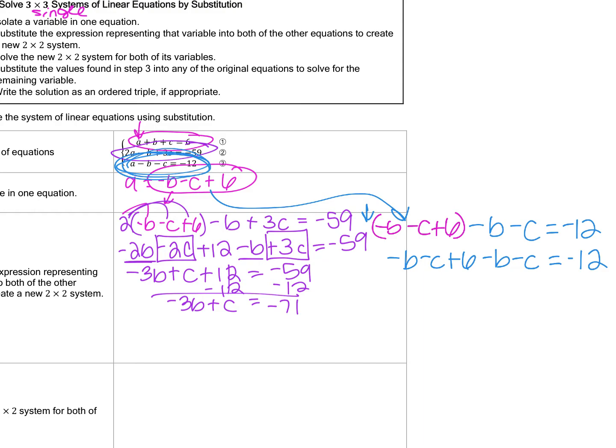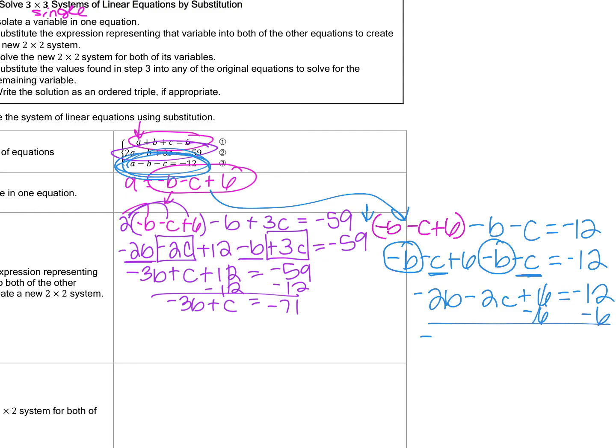Now I'm going to combine my like terms. I'm going to combine the negative 1b's, and I'm going to combine the negative c's. So that's going to be negative 2b minus 2c plus 6 equals negative 12. Same thing as the last one: I want b and c on one side and the constant on the other. So I'm going to subtract 6. That'll be negative 2b minus 2c equals negative 18.